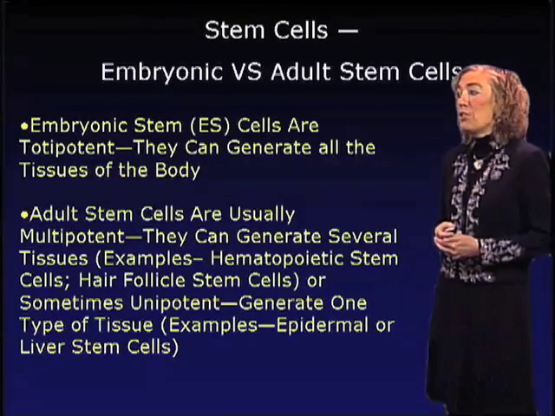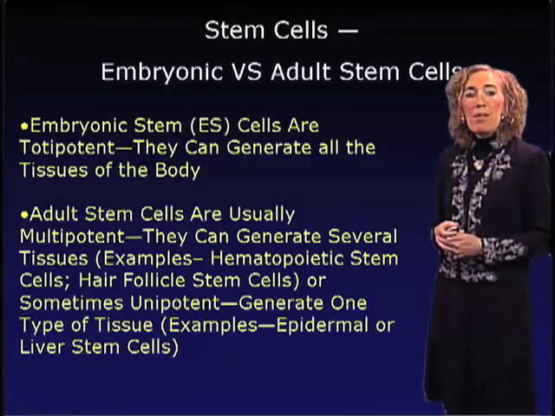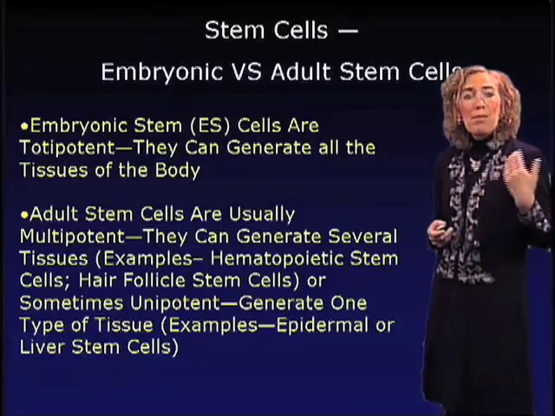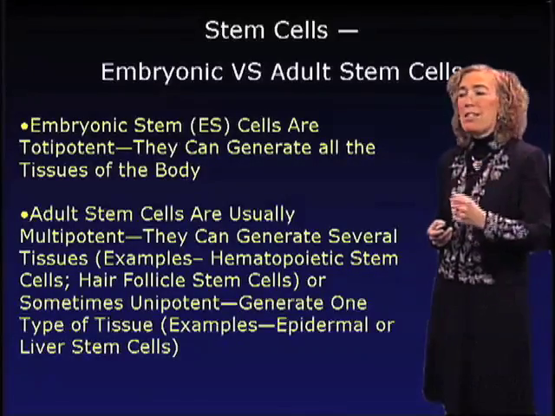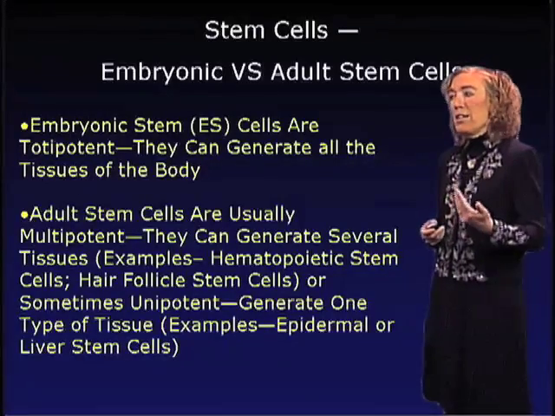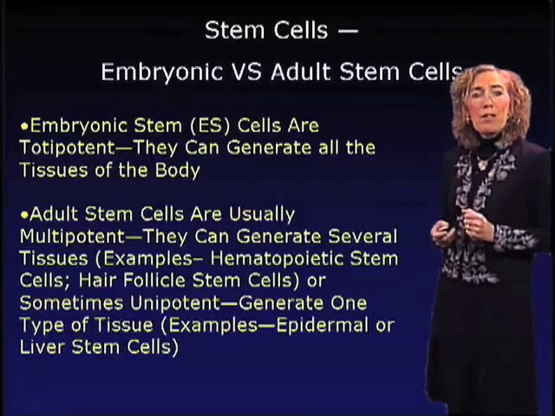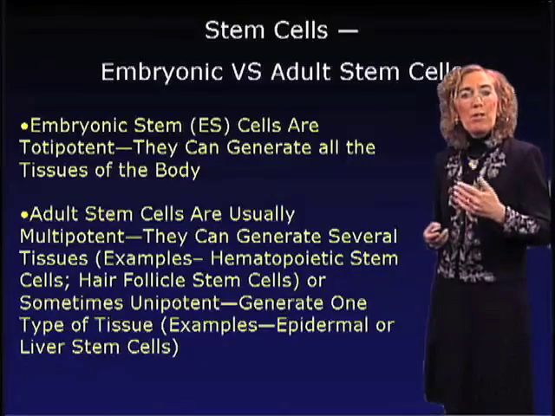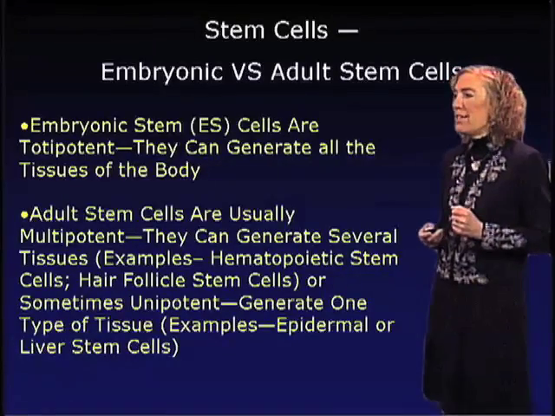Examples such as hematopoietic stem cells of the body that can generate blood, cells of the immune system such as B lymphocytes and T lymphocytes, macrophages, or cells of the hair follicle stem cells. These cells can generate not only hair follicles, but also epidermis and sebaceous glands.